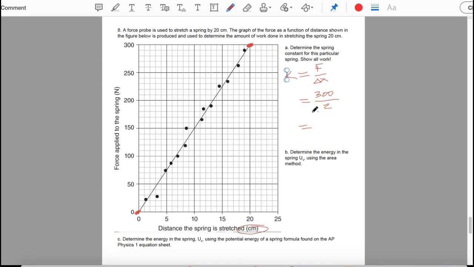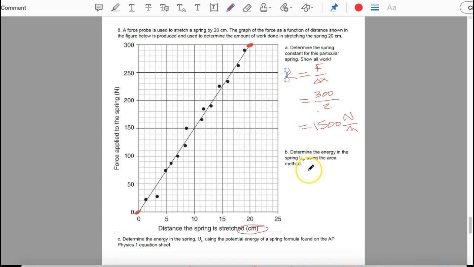And if I take that 300 and divide it by 0.2, I should end up with, 300 divided by 0.2 is 1,500 newtons per meter. So be careful. It's tempting to say that it's 600, and it is not. It is divided by 0.2, and so it is 1,500 newtons per meter.